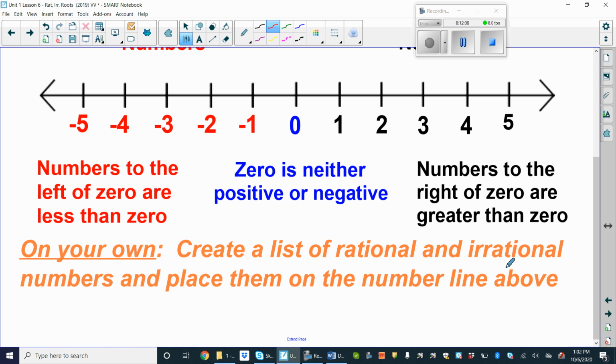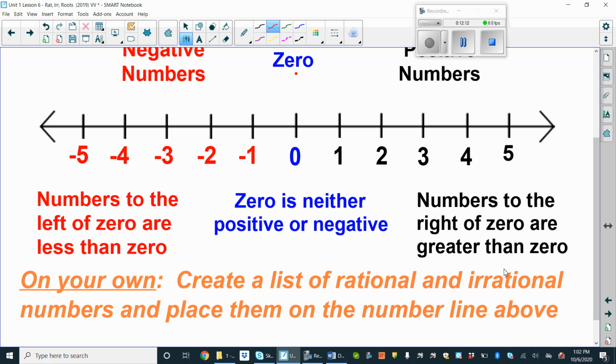Okay? So create a list of rational and irrational numbers and place them on the number line. So you can just pick 2. I'm going to pick 3.5 is right there. And I'm going to pick negative 3.6 is about there. Okay?